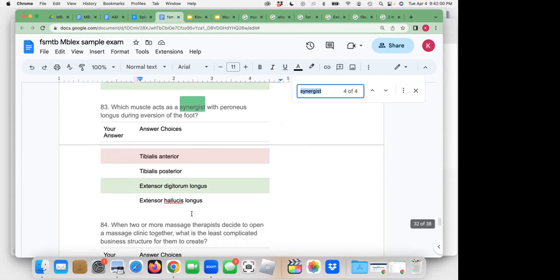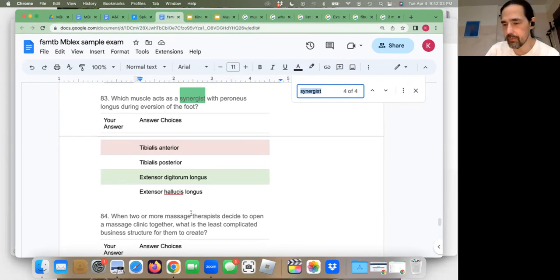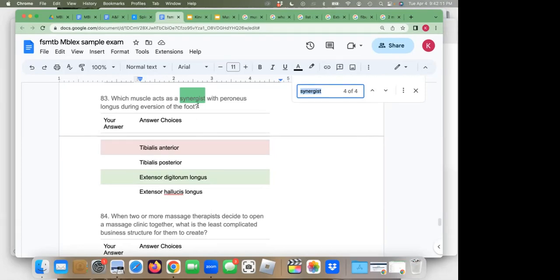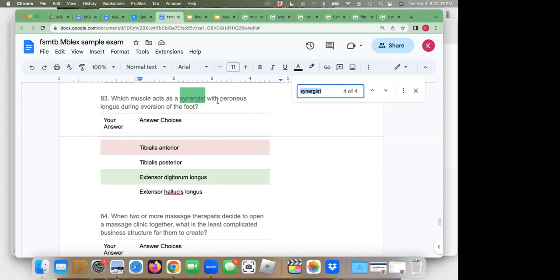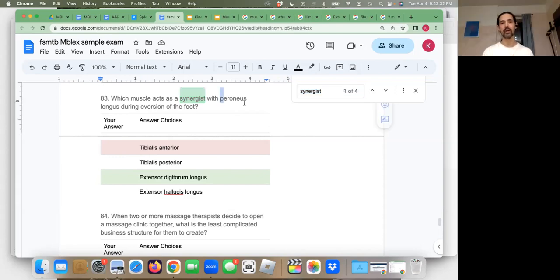Which muscle acts as a synergist with peroneus longus during eversion of the foot? Now, this is difficult because we didn't go over all of these muscles. Tibialis posterior, extensor digitorum longus, extensor hallucis longus, we didn't talk about. So which do you guys think is the synergist with peroneus longus during eversion? Eversion is picking up the pinky side, the lateral edge of the foot. That's primarily the job of the peroneus group: peroneus longus, peroneus tertius, peroneus brevis. Which one do you think is a synergist for the peroneus muscle? Is it the tibialis anterior, tibialis posterior, the extensor digitorum longus, or the extensor hallucis longus?